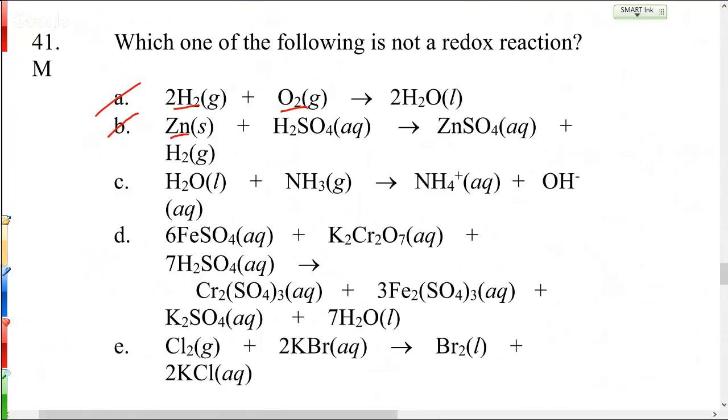In B, we've got zinc becoming zinc 2+, so that's definitely redox. And E, right? Because chlorine on one side, bromine on the other side. So those must be getting oxidized and reduced. So we can look between C and D and try to figure out what's going on here. So what do you think between those? Which one is not redox?